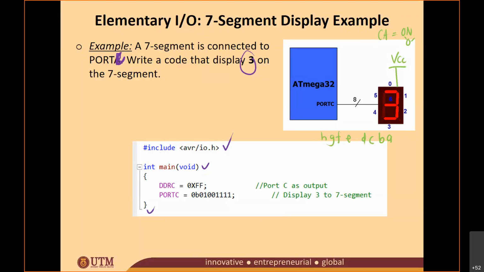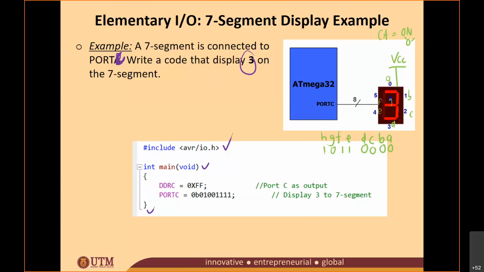So this one here: A, B, C, D, E, F, G. A, B, C, D, and G will turn on. So A gives 0, B also 0, C 0, D 0, G 0, while the rest you put 1. This is only valid for the common anode. For common cathode, it will be inverted.